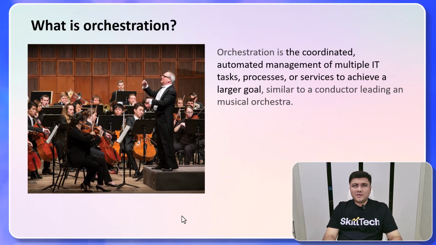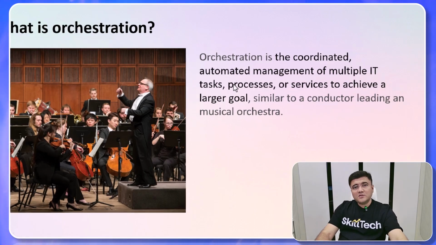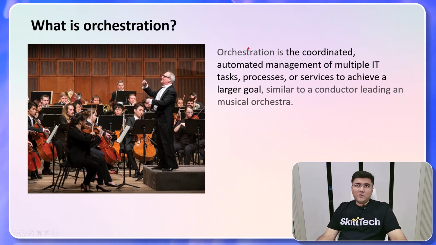Now, if you have a question in your mind about what exactly this word means, then the definition says that orchestration is the coordinated automated management of multiple IT tasks. This is a word which is used in multiple scenarios. If you have worked with containerization, then in that also we have something called container orchestration. If you have worked with IT operations like DevOps, in that also we have orchestration available. In the same way, we are going to focus on orchestration for agents. This is basically going to focus on coordination of automated management of multiple IT tasks, processes, or services to achieve a larger goal, similar to a conductor leading a musical orchestra.